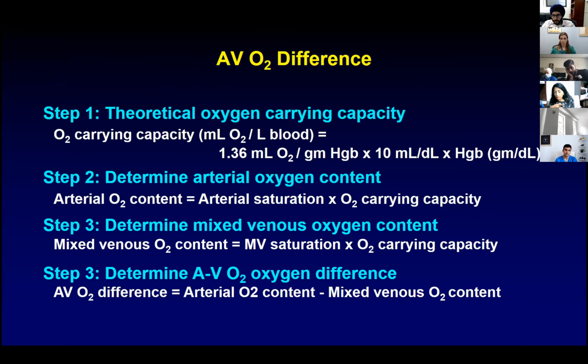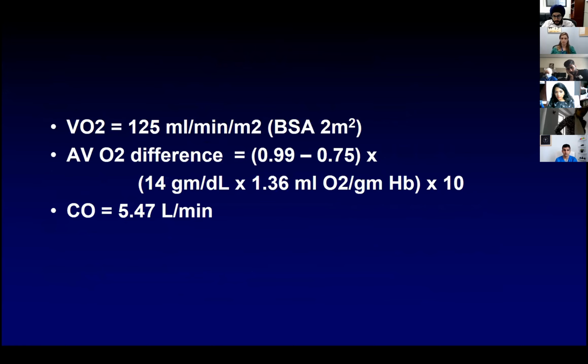The mixed venous oxygen saturation that is the most accurate will be the pulmonary arterial saturation, because that represents blood from both the IVC and SVC. And as you know, the saturations in the SVC and IVC are slightly different. So the AVO2 difference will be the arterial oxygen content minus the mixed venous oxygen content.